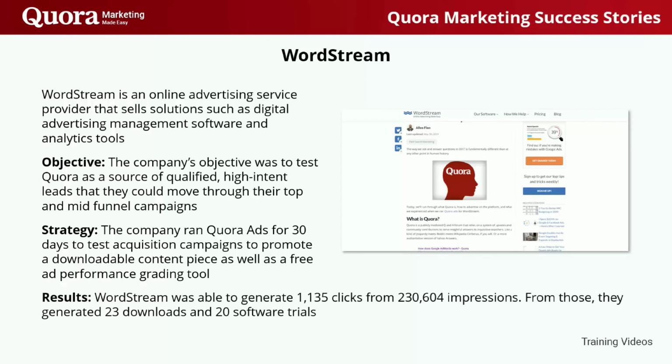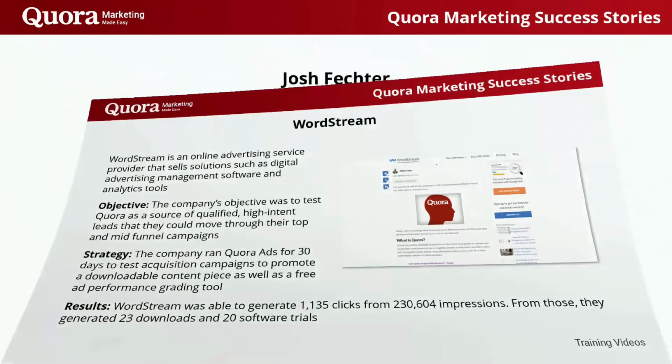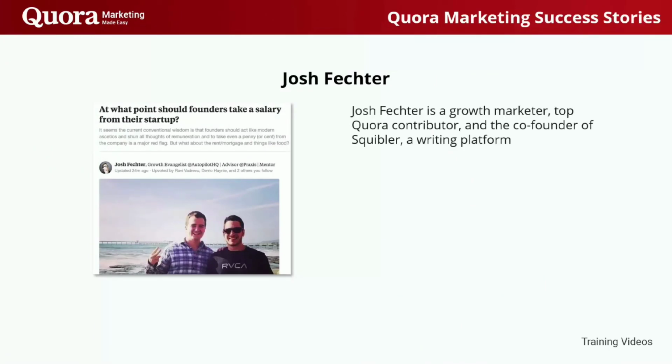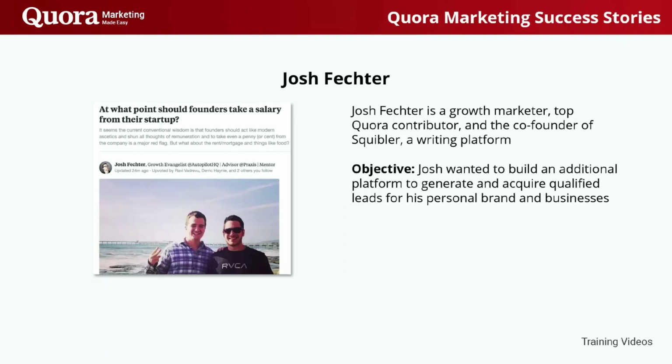Results? WordStream was able to generate 1,135 clicks from 230,604 impressions. From those, they generated 23 downloads and 20 software trials. Josh Fechter. Josh Fechter is a growth marketer, top Quora contributor, and the co-founder of Squibbler, a writing platform. Objective. Josh wanted to build an additional platform to generate and acquire qualified leads for his personal brand and businesses.